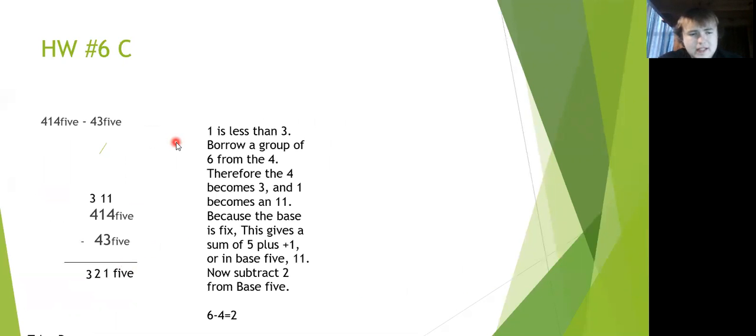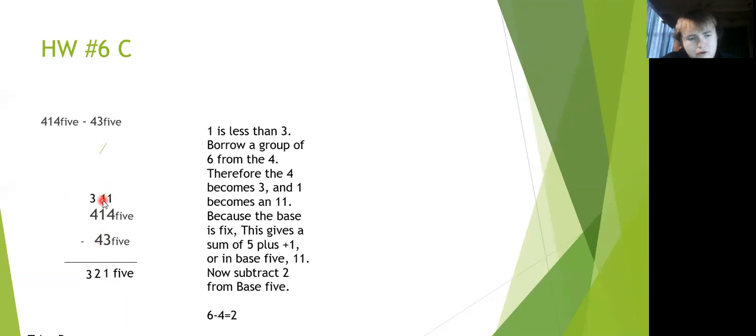Homework number 6C. This one will be subtraction rather than division, so we will have to use our borrowing skills on this one. So 4 minus 3, we will get 1, 5. Okay, 1 is less than 3. Okay, right here, we see that we need to subtract 1 from 4. Well, 1 is less than 4, so we need to borrow.